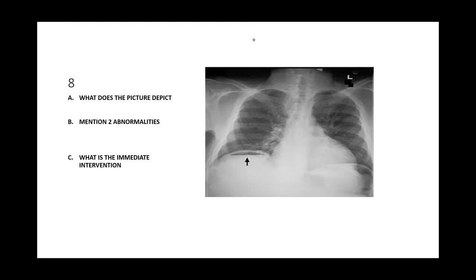Okay, so you can see the next question says, mention two abnormalities. So what are the abnormalities seen on this radiograph? Yes, sir. The air under the hemidiaphragm, and also there is a homogeneous ground glass appearance. Of course, there is air under the right hemidiaphragm, and there is a ground glass appearance in the abdomen.